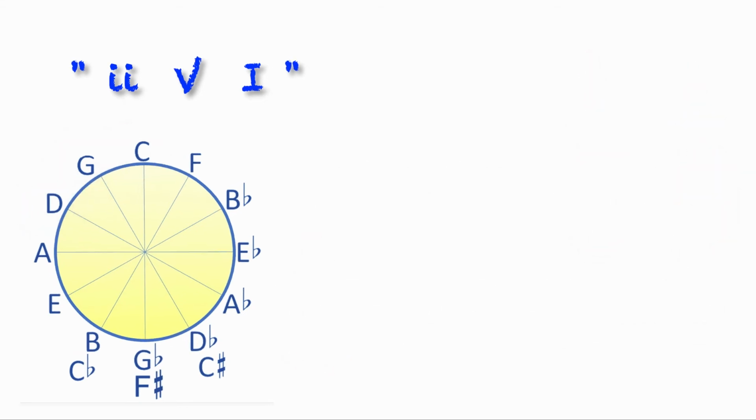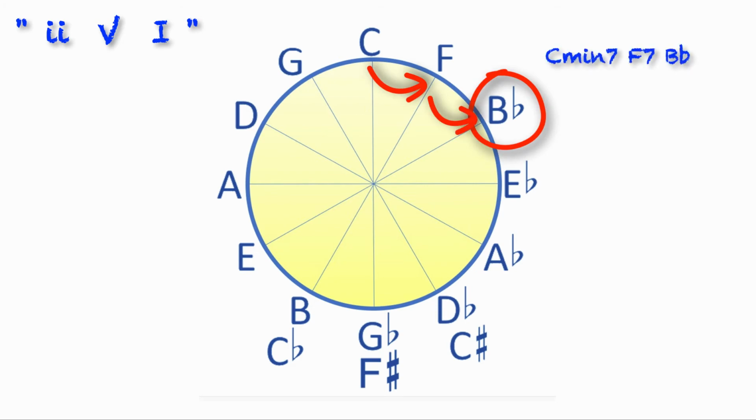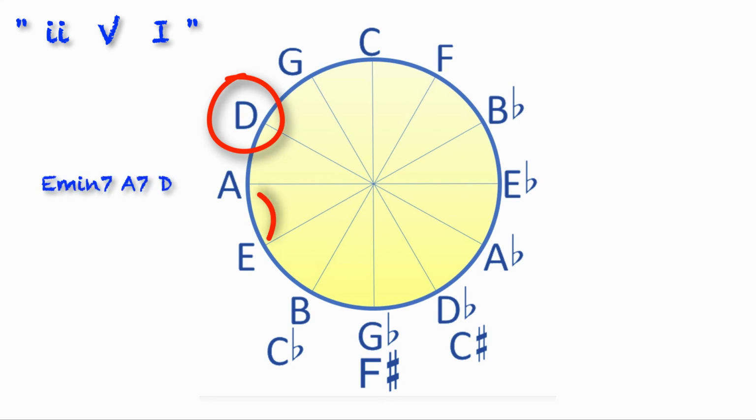You can very easily find the 2-5-1 progression in any key on the circle by backing up 2 places counterclockwise from the key and then proceeding clockwise. Here's a 2-5-1 in the key of B flat. Now make sure you use the correct chord qualities that will fit the key. C minor 7, F7, B flat. And here it is in the key of D. E minor 7, A7, D.